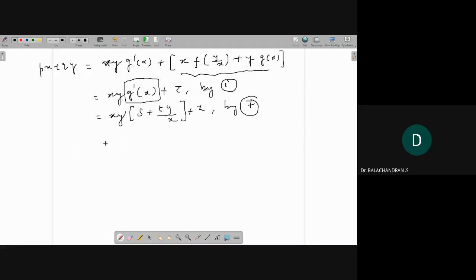So now multiply xy: xy times s plus s gets cancelled, y square t plus z. So the left hand side is px plus qy. So this is the required PDE. Okay.